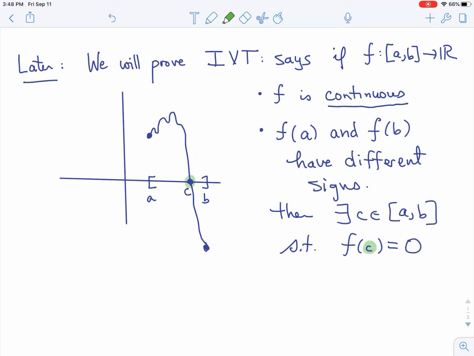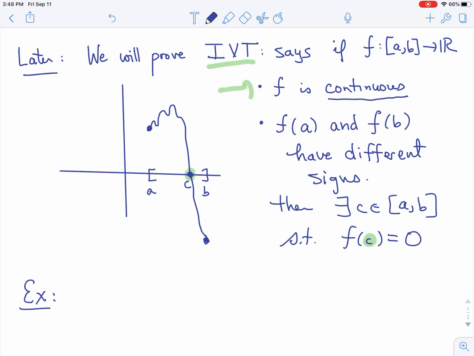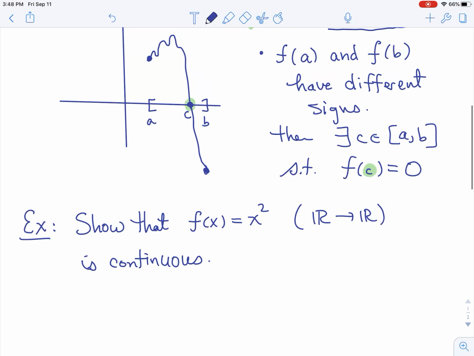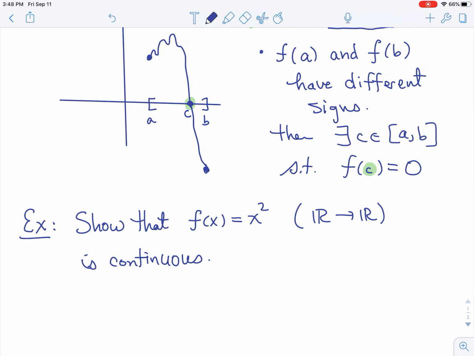Okay? And so later in class, we're going to define what continuous means. We're going to state the intermediate value theorem. We're going to prove the intermediate value theorem, and then we're going to do an application. It'll just be a wee example. We will show that f of x equals x squared, a function from, I guess, all the real numbers to all the real numbers, is continuous. You're probably not very surprised that this parabola is a continuous function. It's very reasonable.